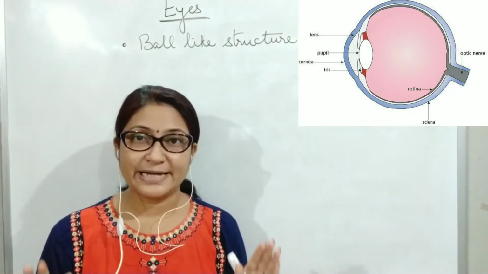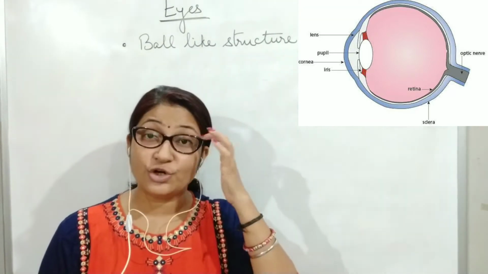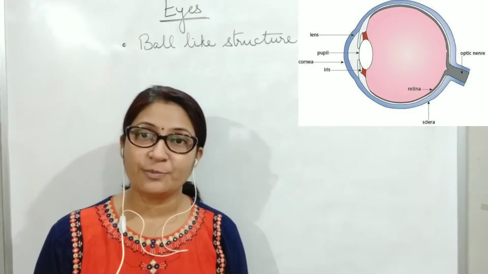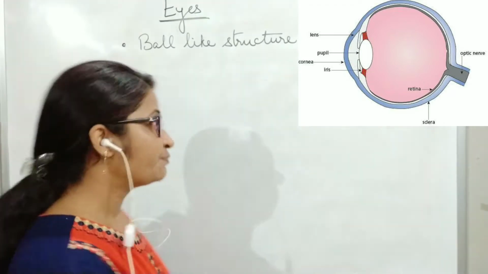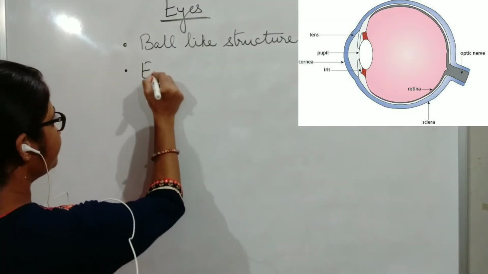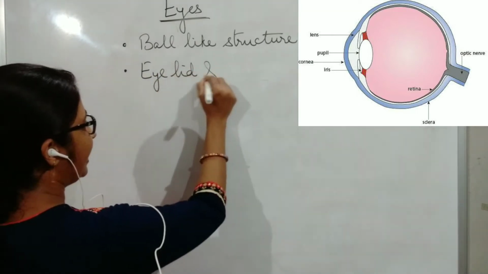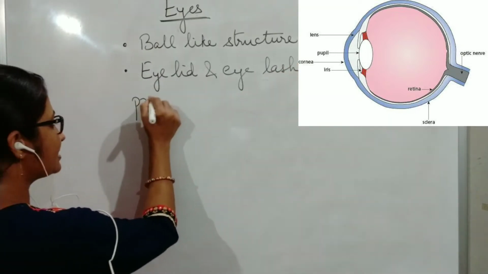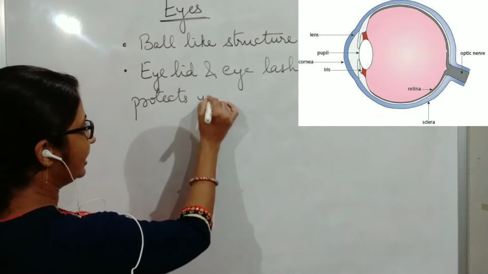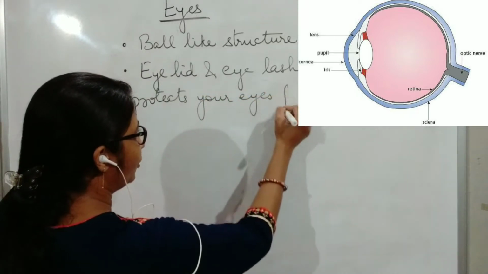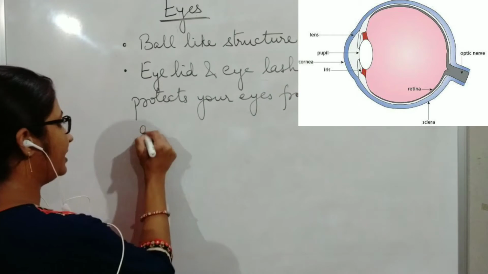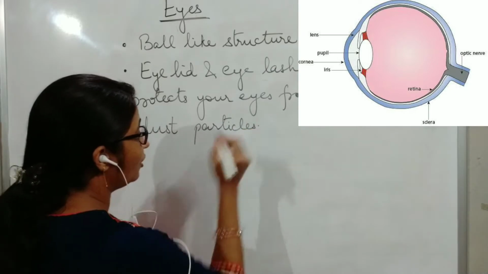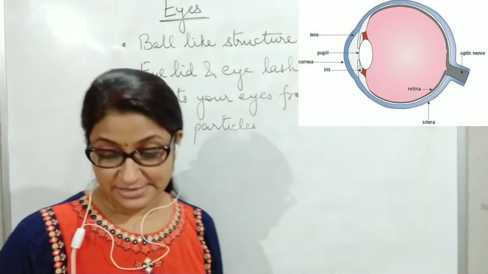So what is actually the use of these two? Your eyelids and eyelashes protect the dust particles from entering into your eyes. So eyelid and eyelash protect your eyes from dust particles. This is actually the use of eyelid and eyelashes.